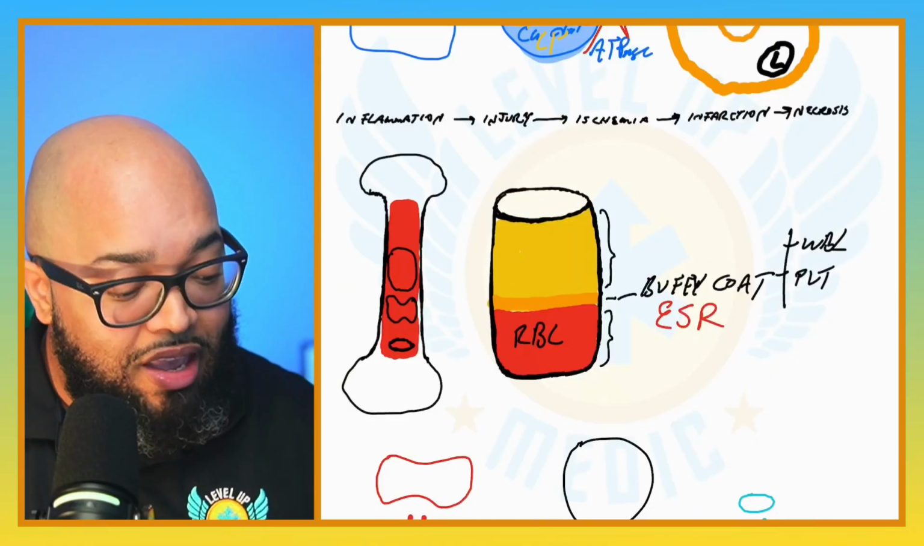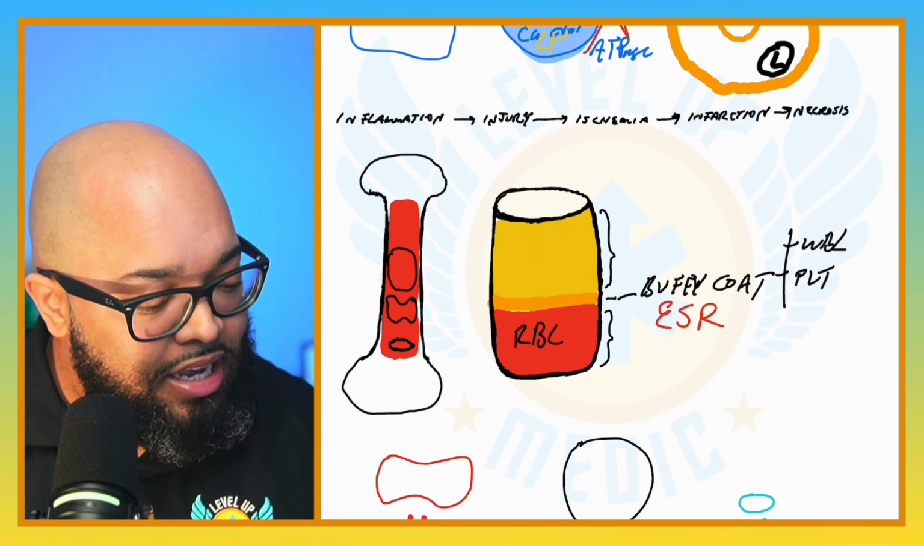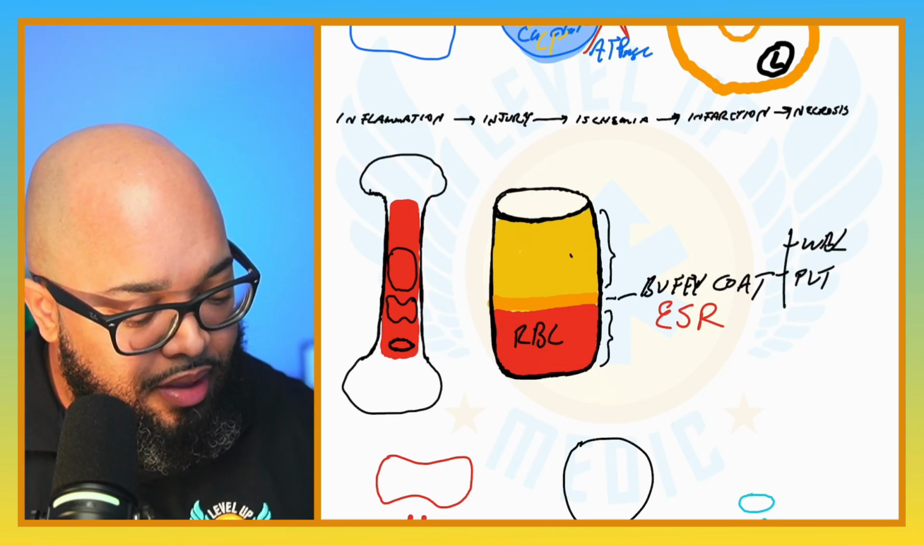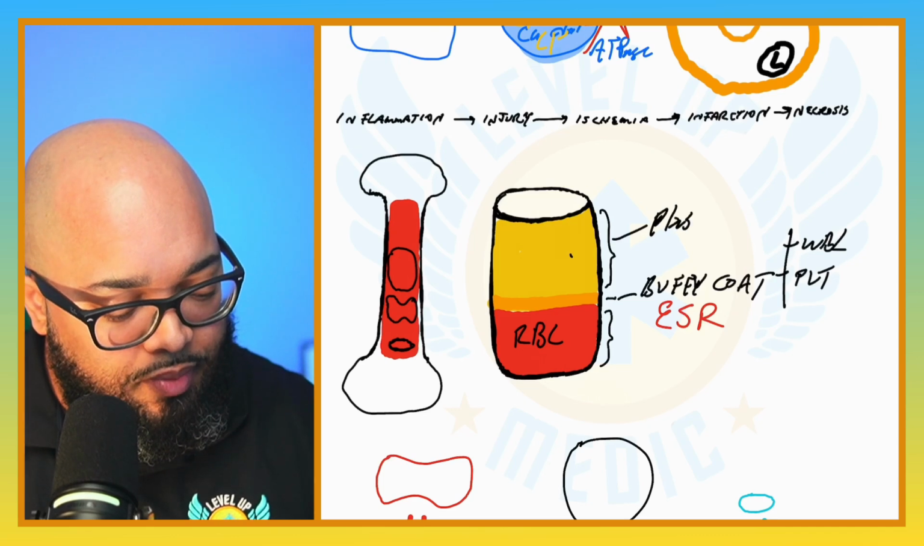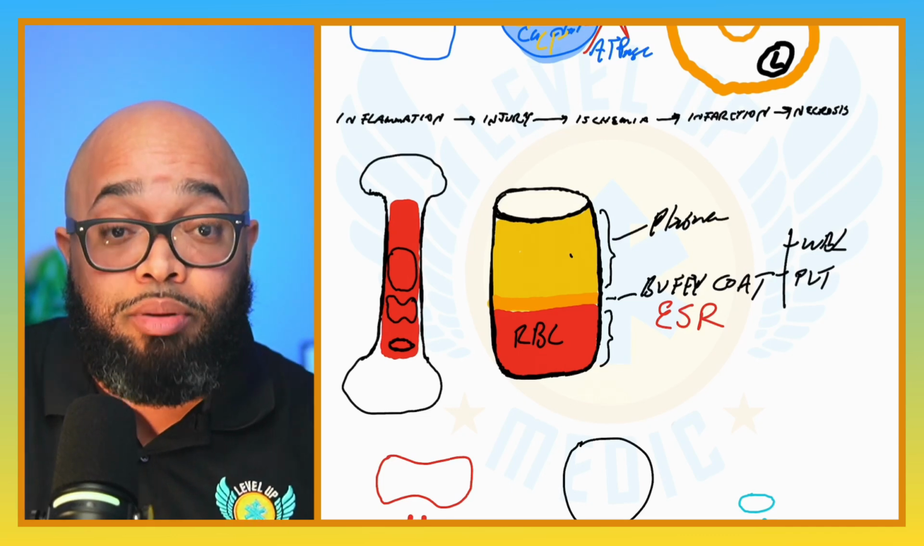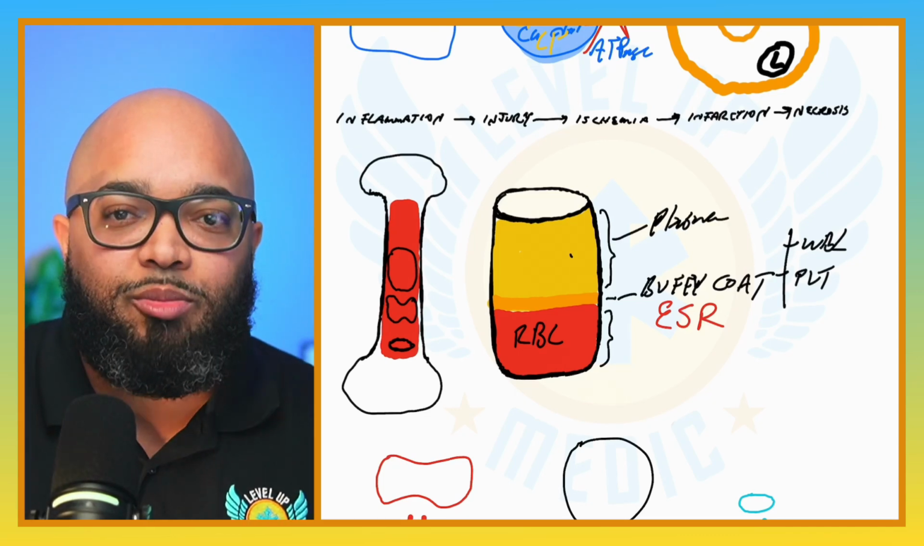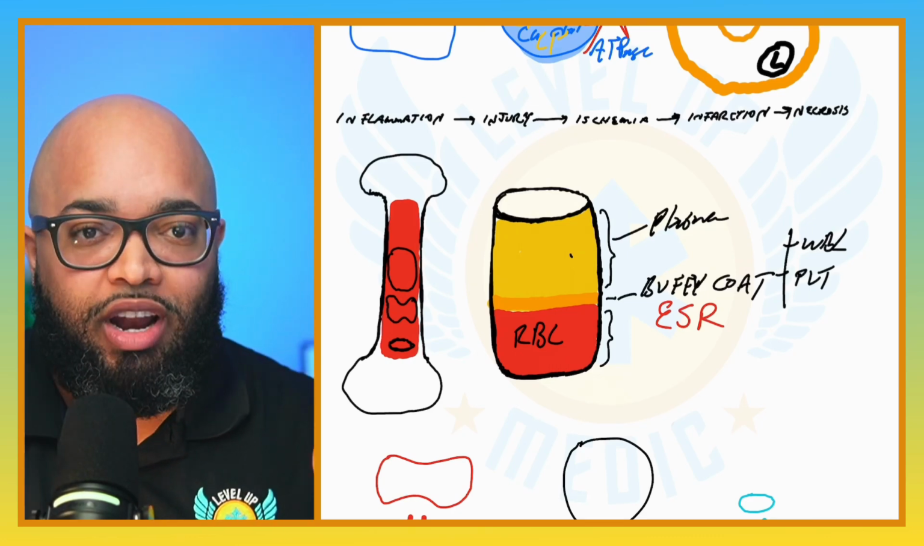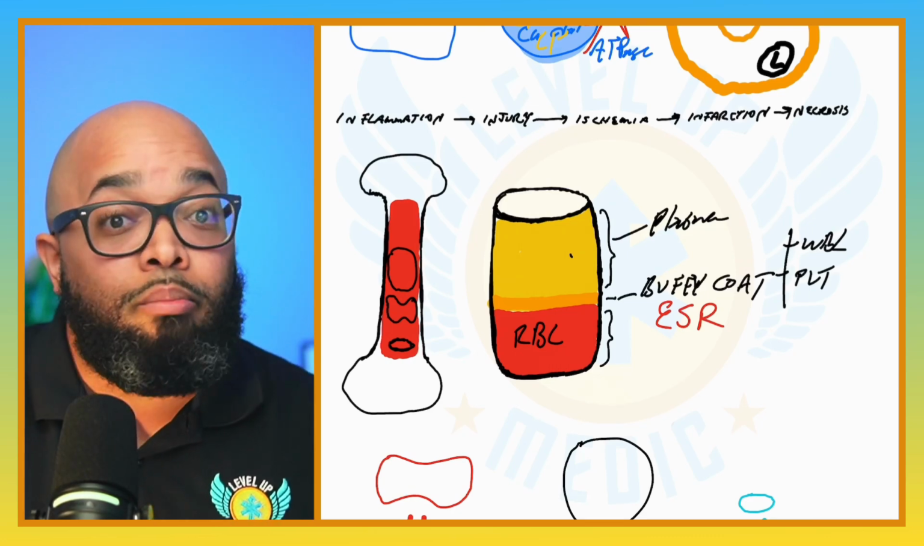And then the third thing that we have is what's known as the plasma. You've heard of plasma. People donate plasma, for instance. Well, what is the plasma? The plasma is the fluid portion of the blood that contains mostly water.